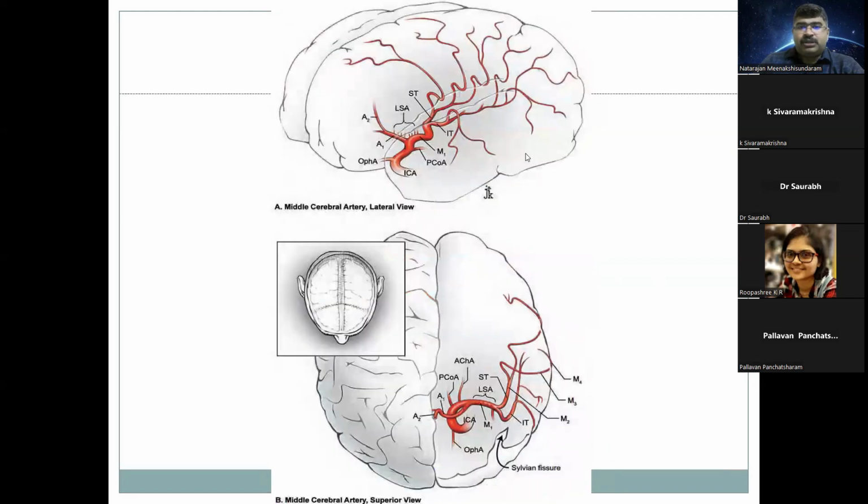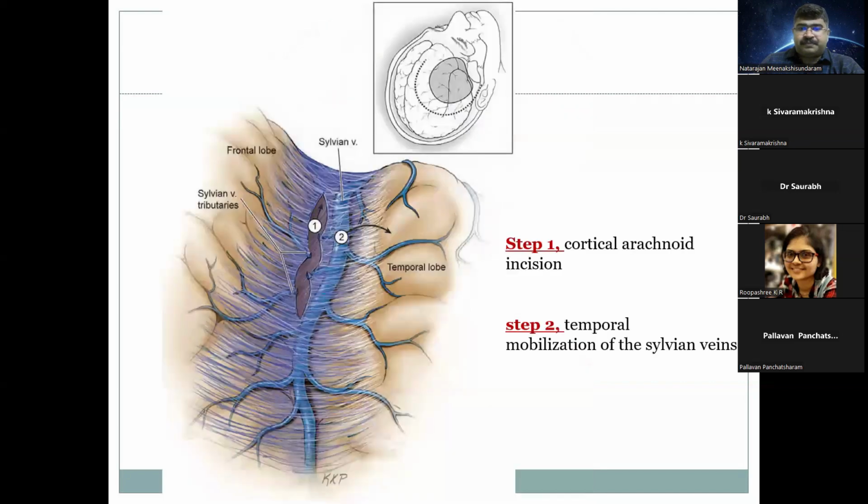So the other views, the lateral view and the superior view, show the various segments and branches of the MCA. So now into the steps of dissection. The first and foremost thing in approaching the MCA for any aneurysm is the Sylvian dissection. For an anterior circulation aneurysm, the first and foremost step is the Sylvian dissection.